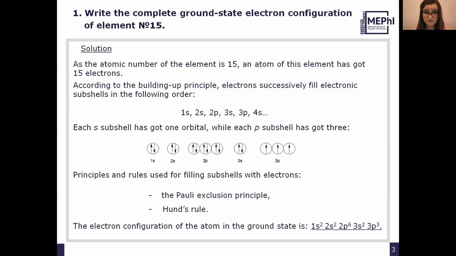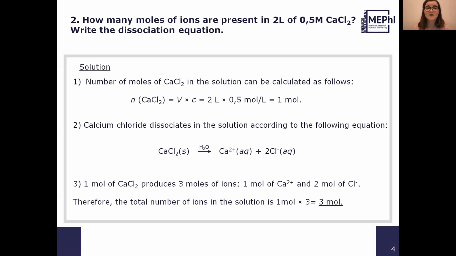And the electronic configuration of the atom in the ground state is this one: 1s2, 2s2, 2p6, 3s2, and 3p3. Now we have finished this problem. Let's go to the next one.